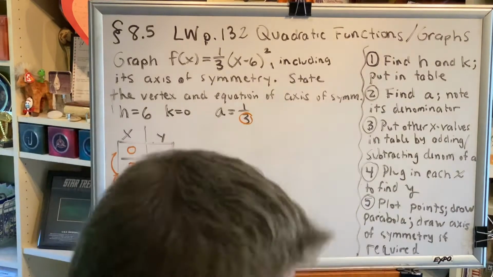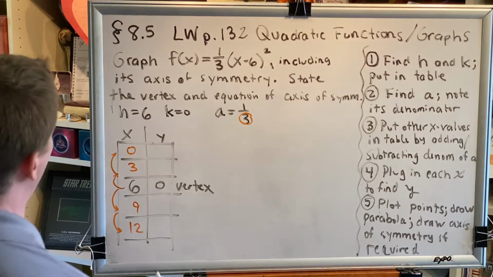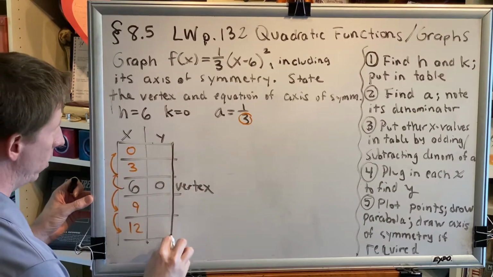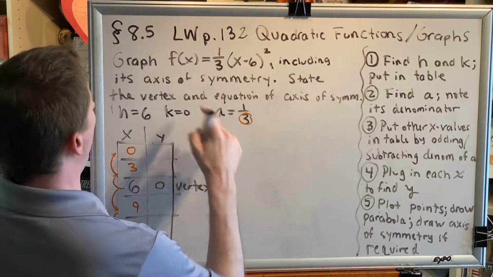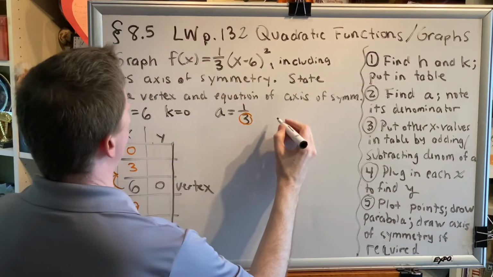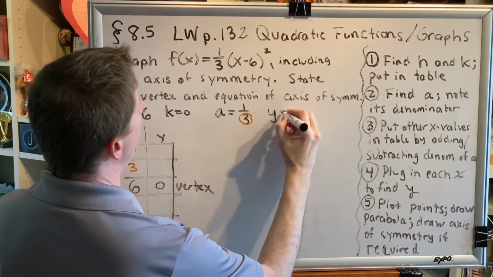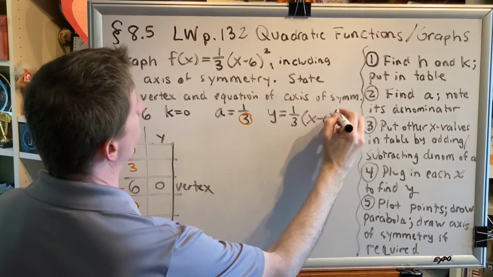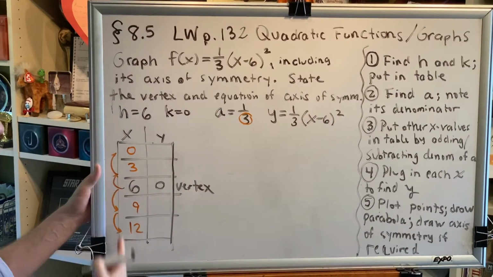Now we have our x values. We need to find our corresponding y values. We do that by plugging into our equation. F of x is the same as y, so we could write our equation as y equals 1/3 (x minus 6) squared. Now let's plug in each x value.